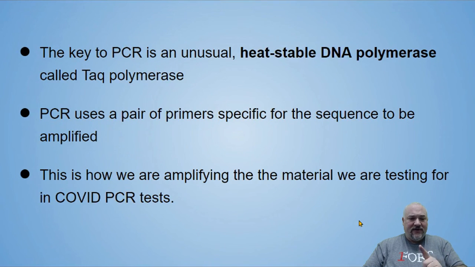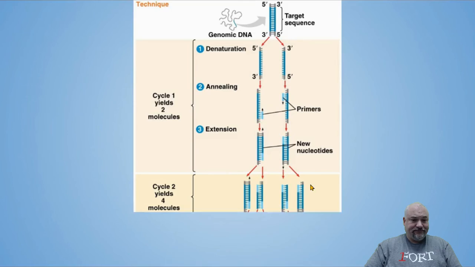Okay, so the key to PCR is an unusual heat stable DNA polymerase, because we need a DNA polymerase that can handle those high temperatures that we use for denaturing, and that's called Taq polymerase. And we also use a pair of primers. Remember, we have RNA primers, right? Specific to that sequence that we want to amplify, so we amplify the right part. And for instance, this is how we're amplifying the DNA to do a COVID PCR test.